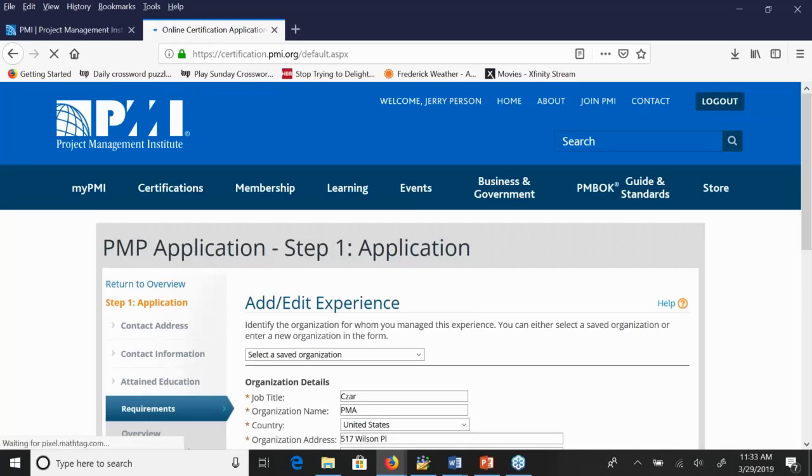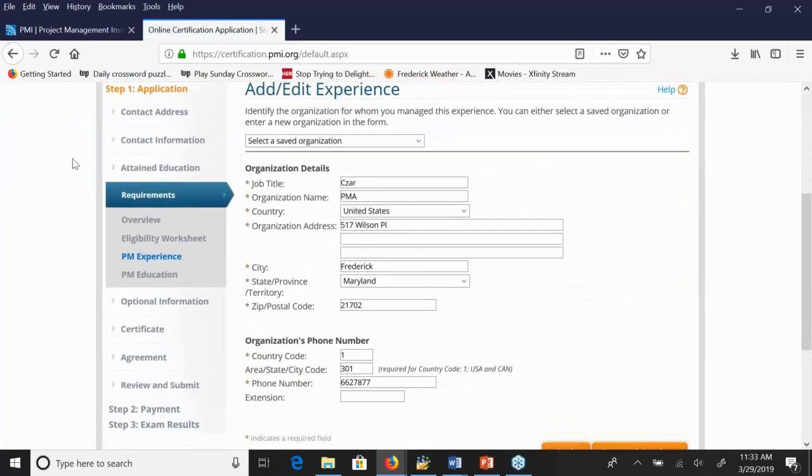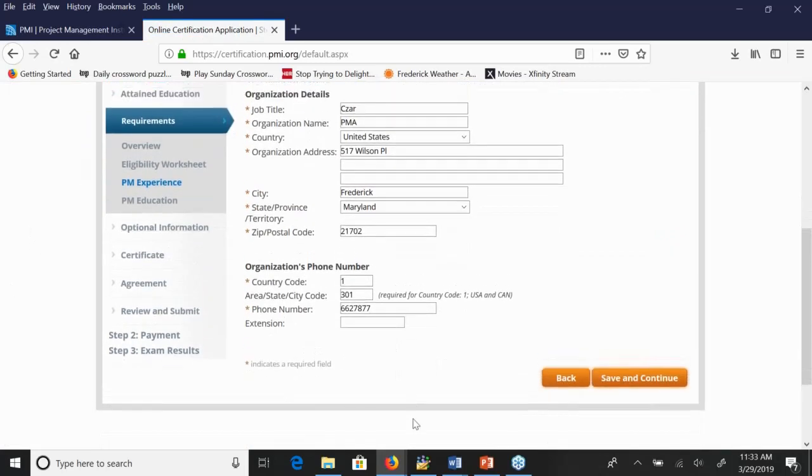That's kind of where we're going with this. The next page here is who you worked for and what your title was. Doesn't matter what your title was, so just put in whatever your title was, where you worked, what the address was, the phone number. That's all pretty rudimentary stuff. You should be able to get through that.